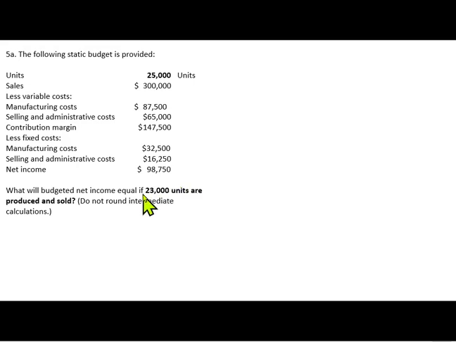So let's plug in the numbers, same as the last problem, except this time our volume is going down instead of going up. At 23,000 units, our flexible budget number for sales will be 300,000 divided by 25,000 units to get a selling price per unit, which is $12. We'll multiply that times 23,000 units, our new volume level, and we'll get $276,000 in sales.